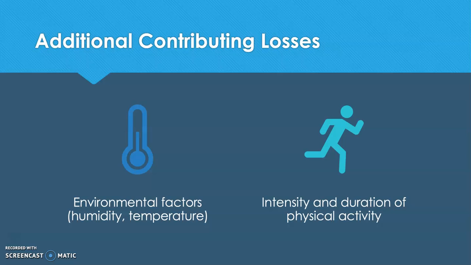the intensity and duration of physical activity. So for instance, a person living in a place with a hot climate will have decreased urine production, and a very physically active individual will have greater water loss through sweat.